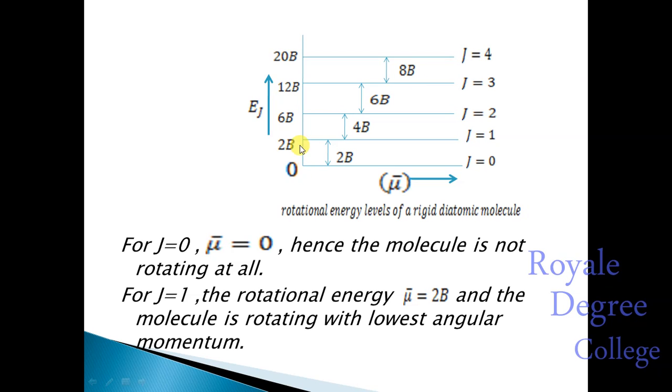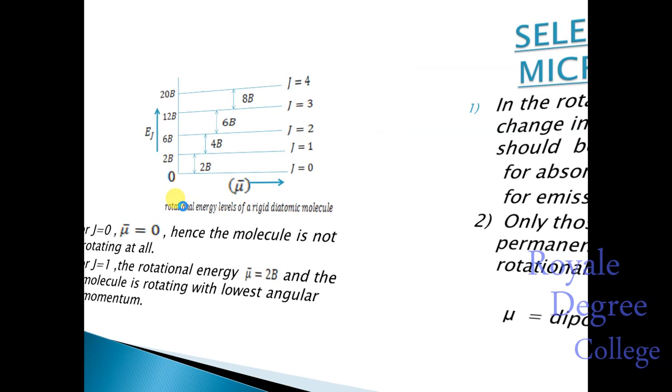Now, you can consider this one, 2b minus 0. So, you will get 2b. 6b minus 2b, you will get 4b. 12b minus 6b, 6b you will get. 20b minus 12b, 8b you will get. So for J equal to 0, we all know that mu bar equal to 0. Hence, the molecule is not rotating at all. For J equal to 1, the rotational energy mu bar equal to how much? 2b. And the molecule is rotating with lowest angular momentum.